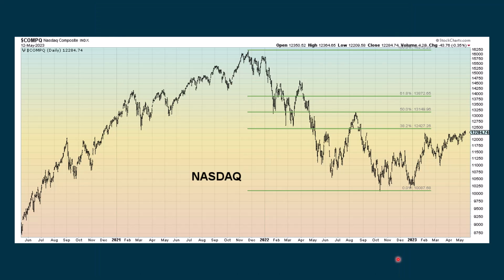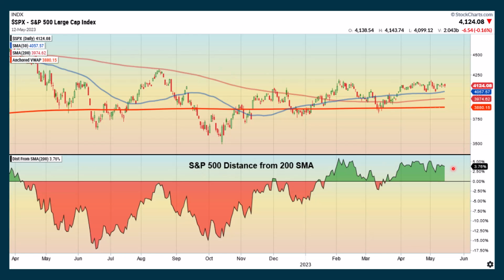The NASDAQ with fib levels on here, we haven't reached this upper 38.2% retracement level yet. We're about 150 to 200 points away from that happening, so I'm watching this. This is the distance away from the 200-day simple moving average. As long as we're above this, our long-term trend is considered positive.